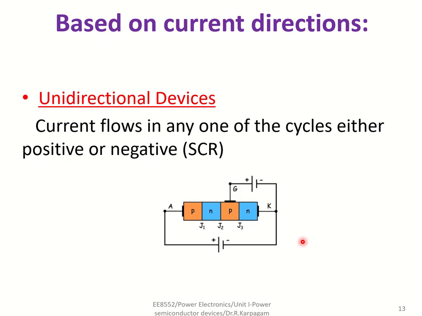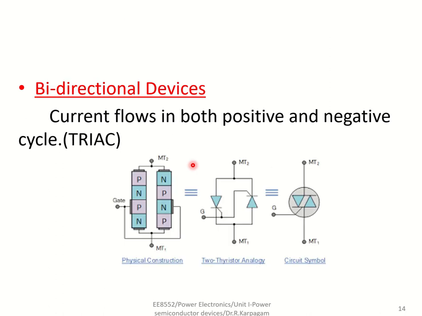Based on current direction, semiconducting devices are classified as unidirectional devices and bidirectional devices. In case of unidirectional devices, the current flows in only one of the cycles, either positive cycle or negative cycle. Example, SCR. Bidirectional devices: here the current flows in both positive and negative cycles. Example is TRIAC. In a TRIAC, two SCRs are connected in anti-parallel.